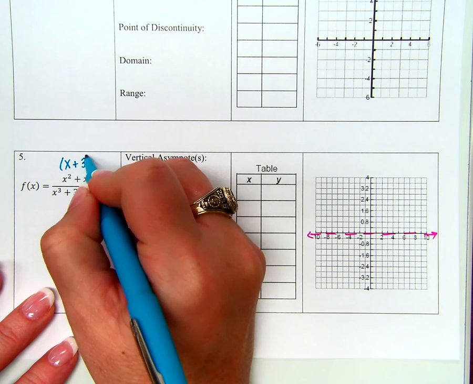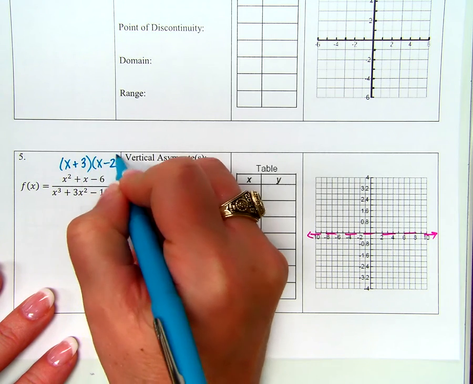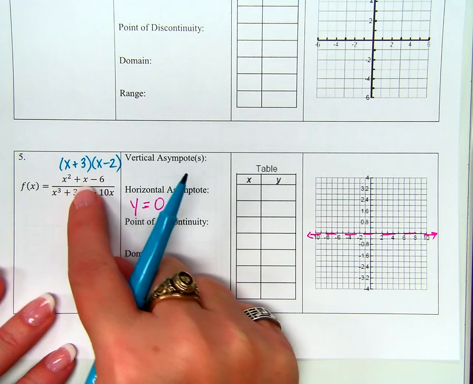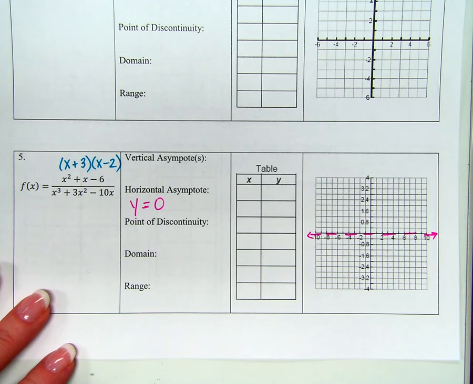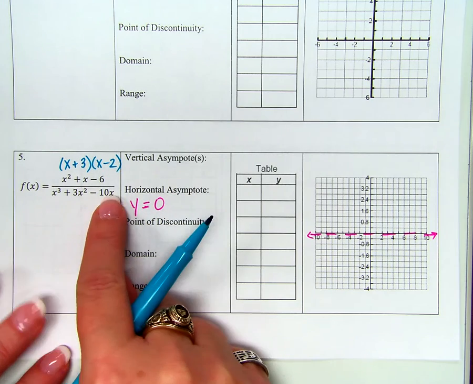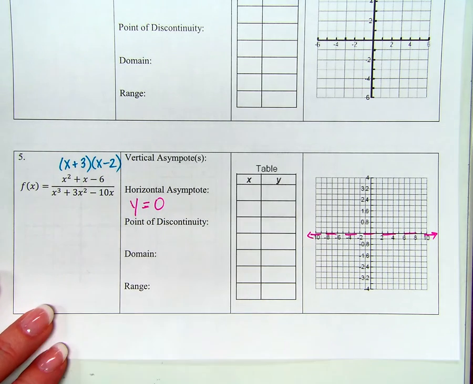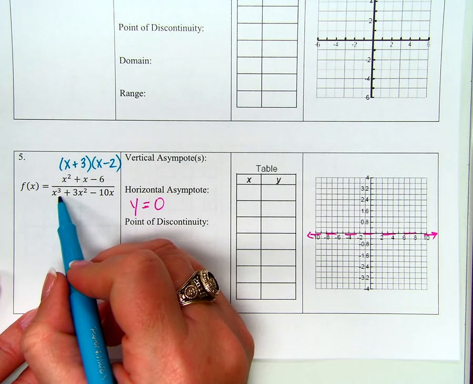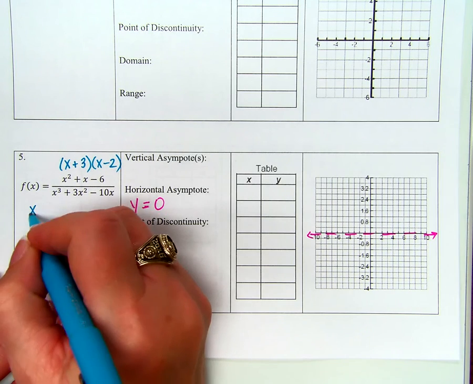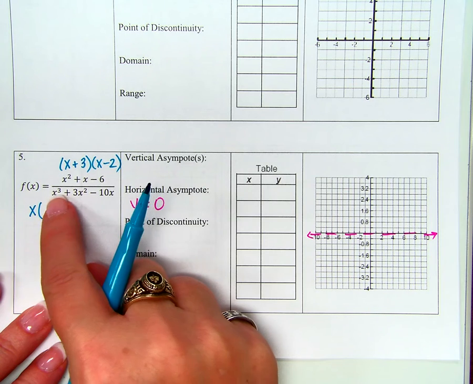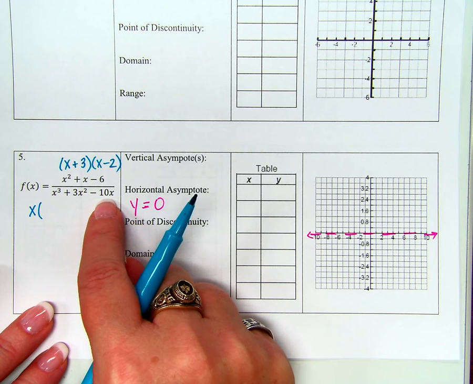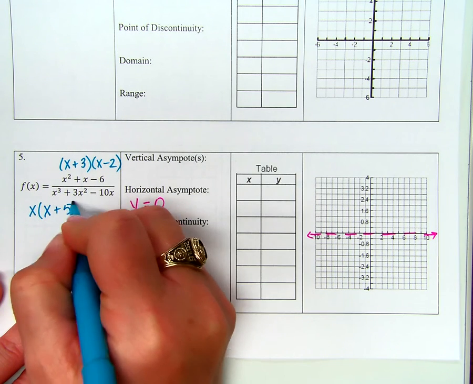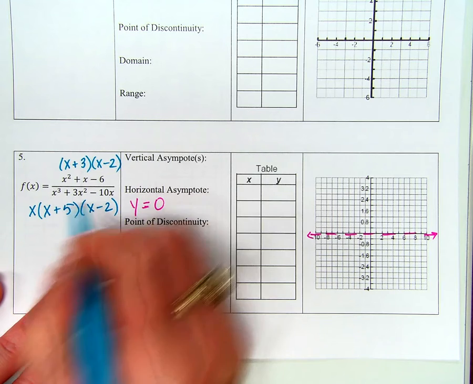How about plus 3 and minus 2? What multiplies to be negative 6 and adds to be positive 1? Positive 3, negative 2, right? What about the denominator? Well, first of all, do you notice that each of these terms have an x? So what if I factor that x out first? Don't I have x squared plus 3x minus 10? Well, I know that that factors to x plus 5 and x minus 2, don't I?